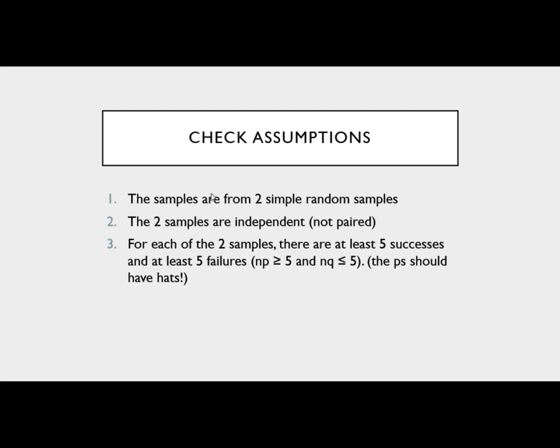For this one, we have to know that our samples are from two simple random samples. We have to know that the two samples are independent and not paired. And then for each of the two samples, there are at least 5 successes and at least 5 failures, so that in each cell of the contingency table, you can't have fewer than 5.